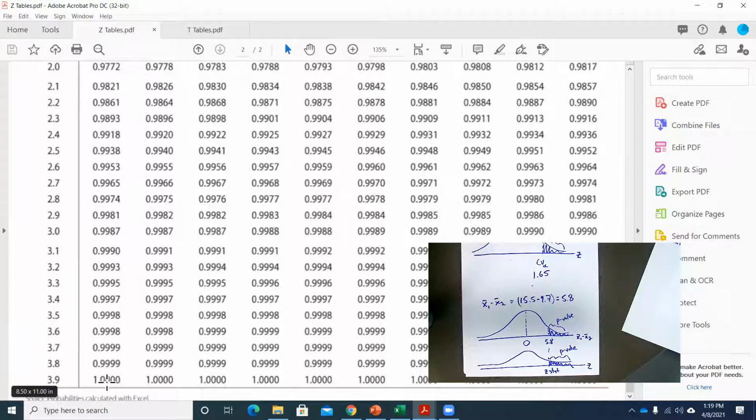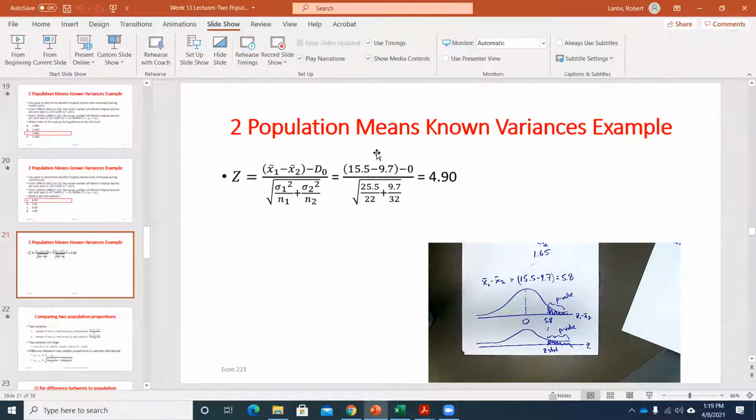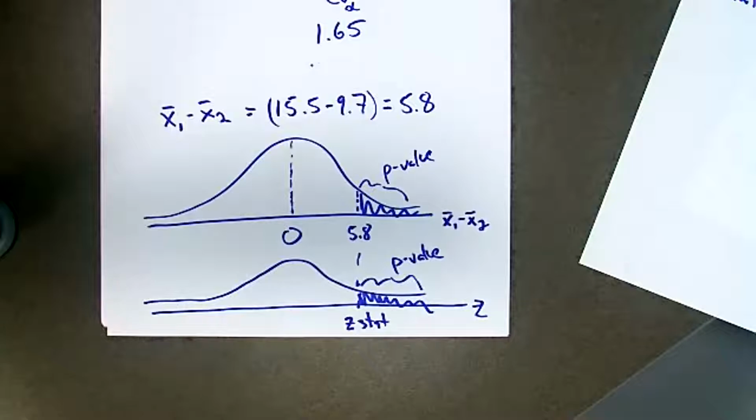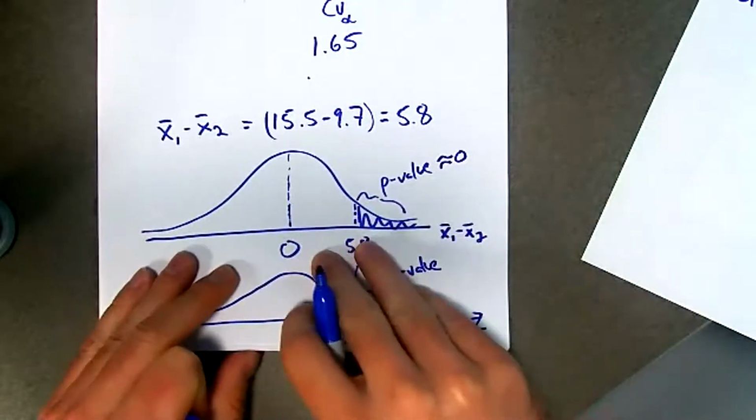So the area to the left of 3.9 is pretty much 1, which means the area to the right would be approximately 0. Well, if I then look at a test statistic that's even further out than 3.9, I've got 4.9. That p-value is just going to get even closer to 0, right? So I basically would have a p-value that's approximately 0. So which levels can I reject at?